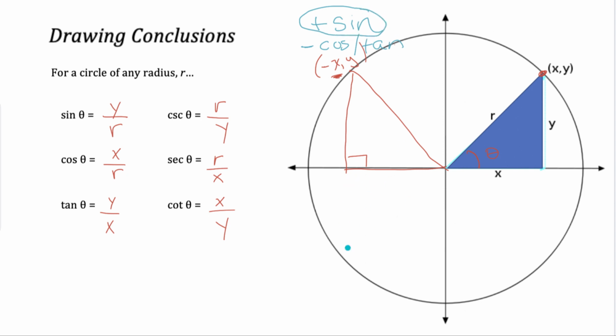Down here, right, if I have a point, I have a negative x and a negative y. Anything that involves only x or only y is going to be negative. Notice tangent involves both y and x, and when I divide a negative by a negative, I get a positive. So the only thing that's positive down here is tangent. So we have a positive tangent, and we have a negative sine and cosine down here.